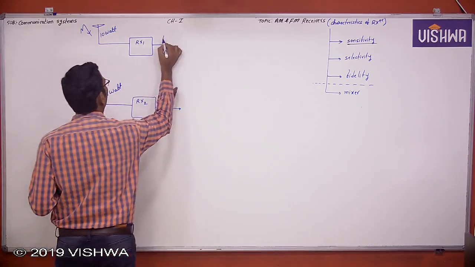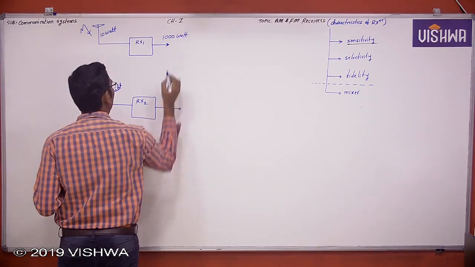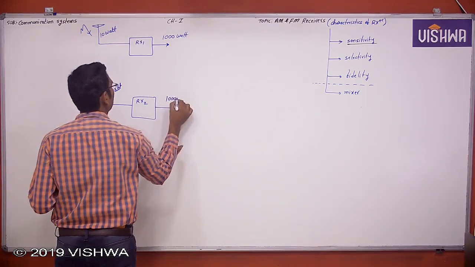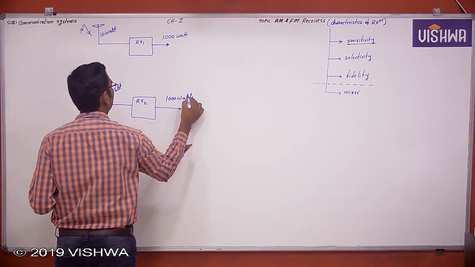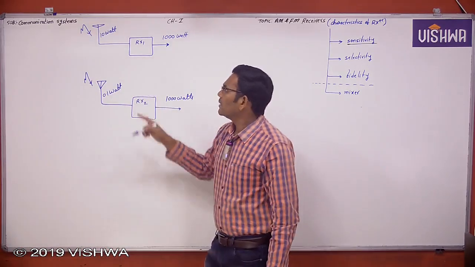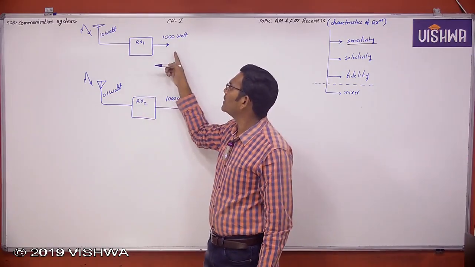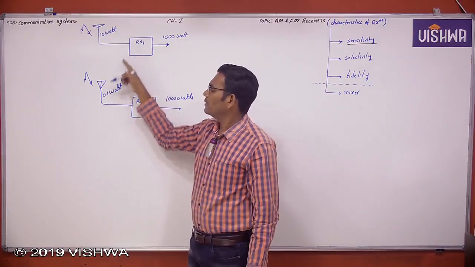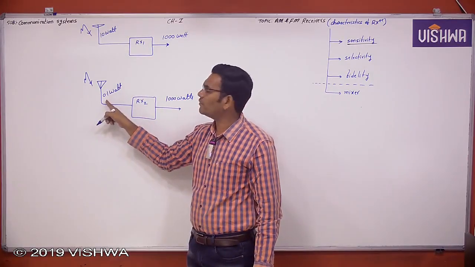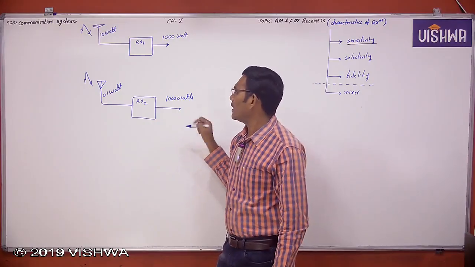And the standard output is 1000 watts. Okay, now see here, the signal strength which appears at the input of the receiver is 10 watt and produces the standard output of 100 watts. The signal strength which appears at the input of the receiver is 0.1 watt and produces a standard output of 1000 watts.